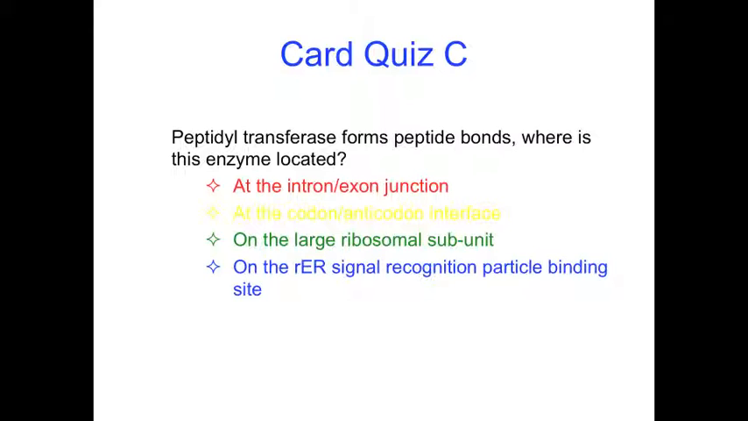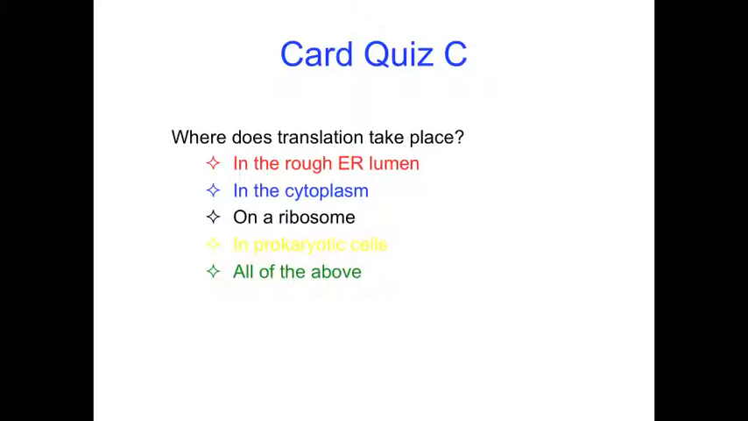Peptidyl transferase forms peptide bonds. Where is this enzyme located? Where does translation take place?